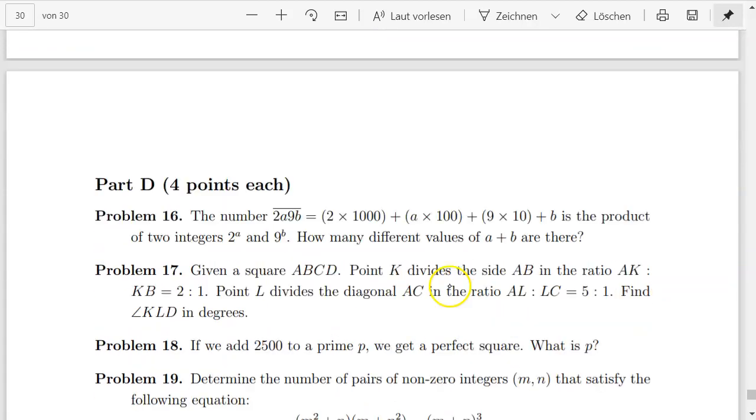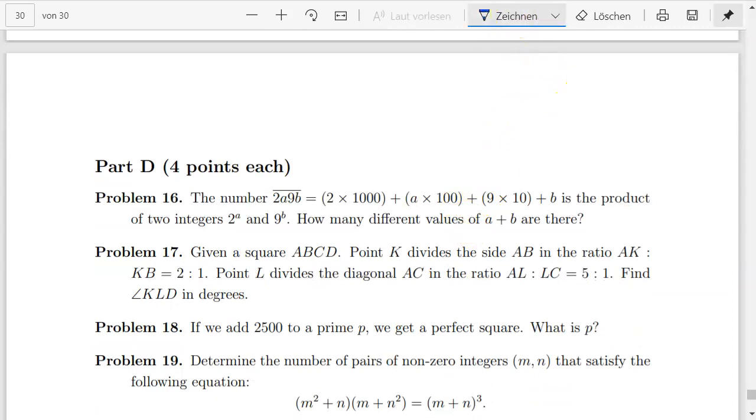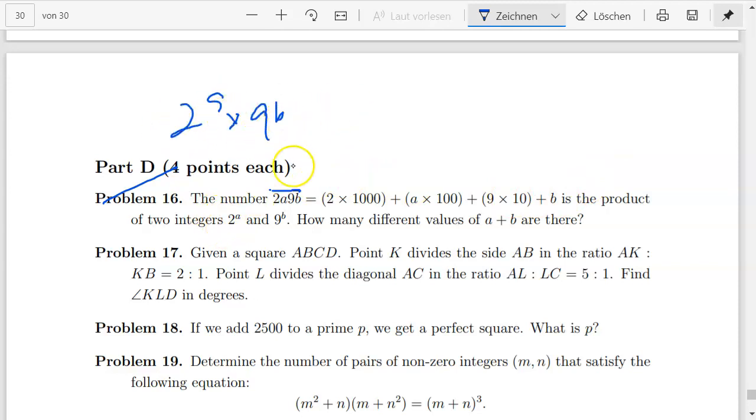And now we'll be talking about problem 16. I already drew this line before. 2^a 9^b is a product of 2 integers, 2 to the power of a and 9 to the power of b. How many different values of a plus b are there? If we want to do this problem, let's set some boundaries. What is the maximum value of b that b can have?